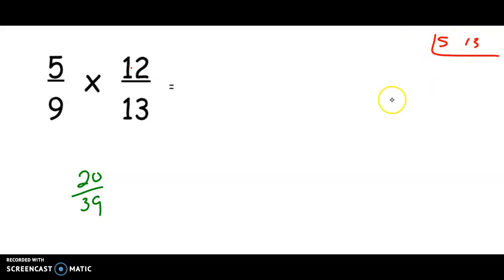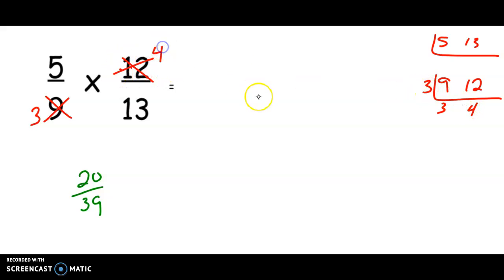No, because they're both prime. So I can't do anything there. But look at the 9 and the 12. If I put 9 and 12 both in a sled, I can pull out a factor of 3, right? And 9 minus 3 is 3. 12 minus 3 is 4. Now, the 9 becomes a 3, right? When I divide by 3, the 9 became a 3. So I'm going to cross out the 9, and that's now going to become a 3. Now the 12 divided by 3 is 4. So I'm going to cross out the 12, and he becomes a 4.